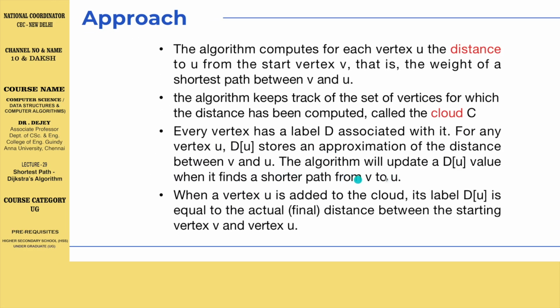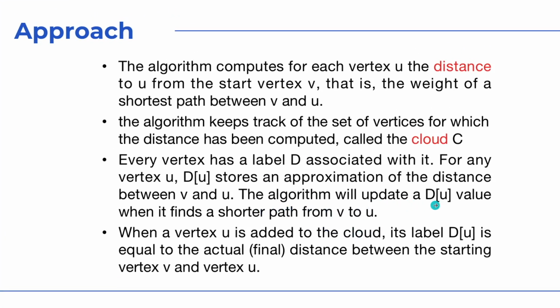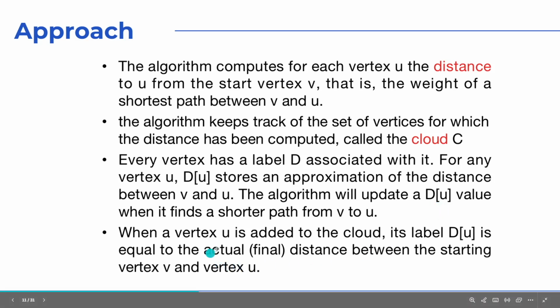The algorithm keeps on updating this d of u value when it attempts to find a shorter path between the two vertices. As and when we explore a new vertex and mark it visited, the distance between the pair of vertices may change, and that gets updated in this variable d of u. When a vertex is added to the cloud, its label d of u is equal to the actual final distance between the starting vertex and the chosen vertex u. We will see an example, then you will probably understand this algorithm better.